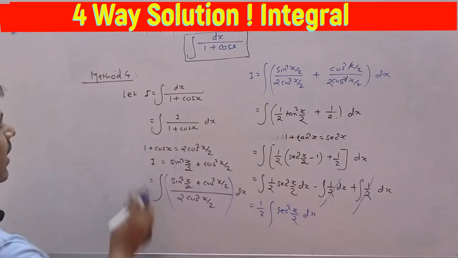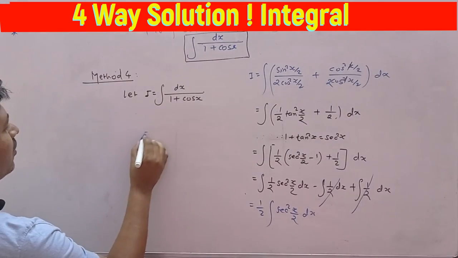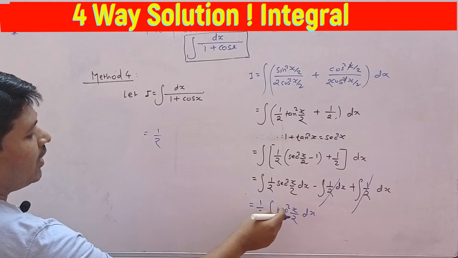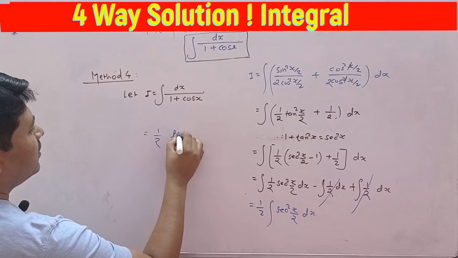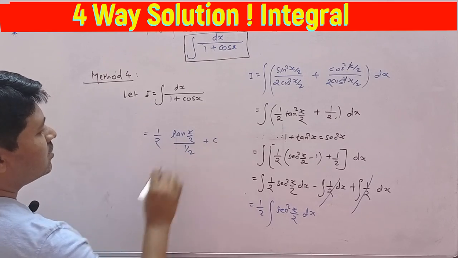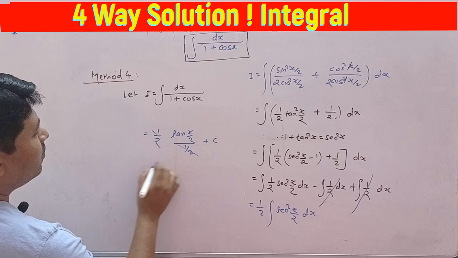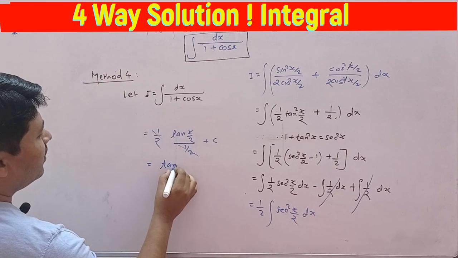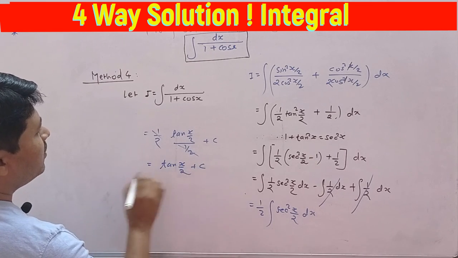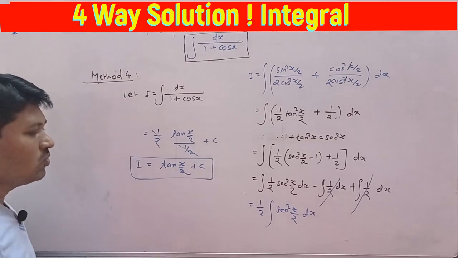And we get the final solution: 1 by 2, and the integration is tan x by 2 divided by 1 by 2, plus c, the constant of integration. Therefore the 1 by 2 gets cancelled and we get tan x by 2 plus the constant of integration, and this is the method 4 solution.